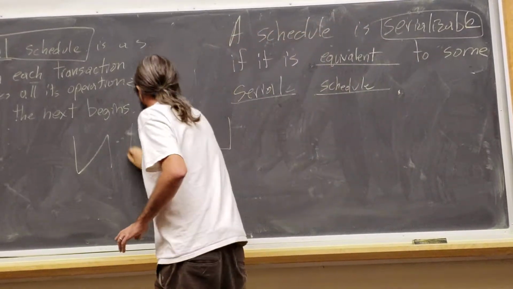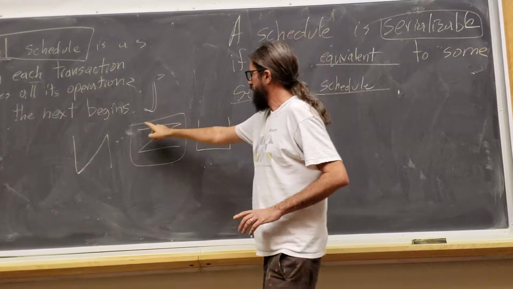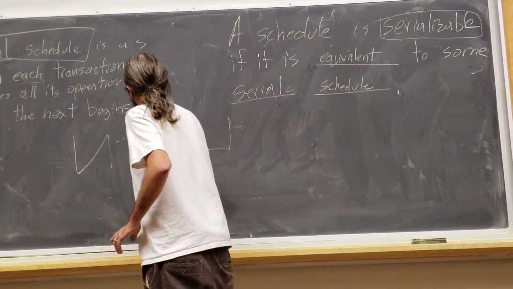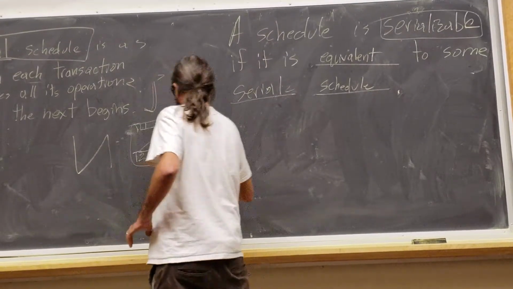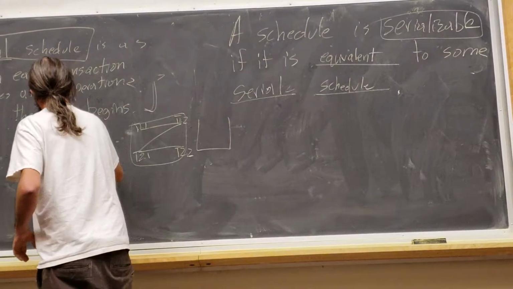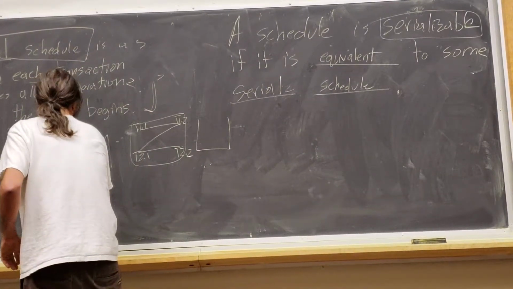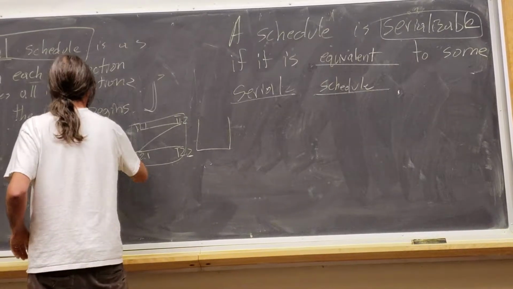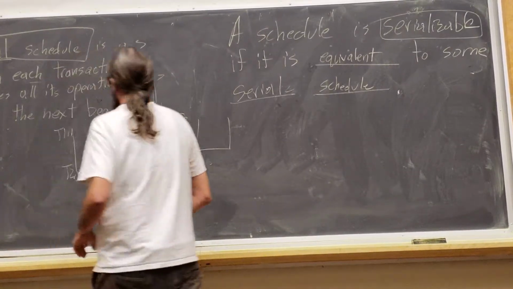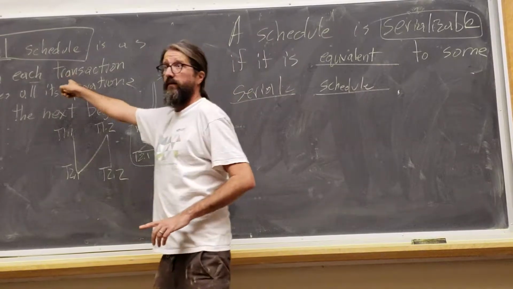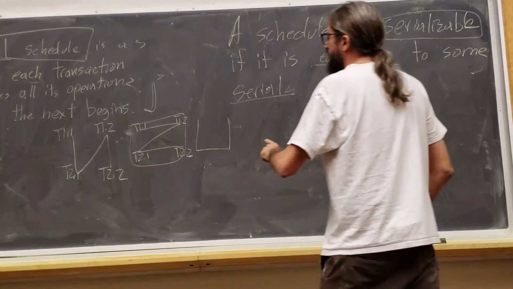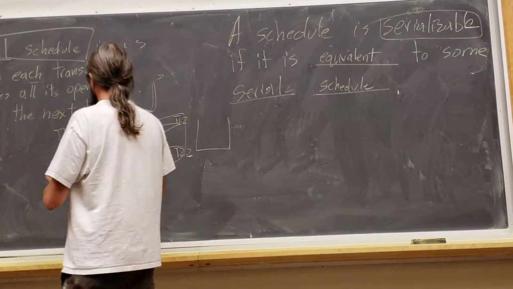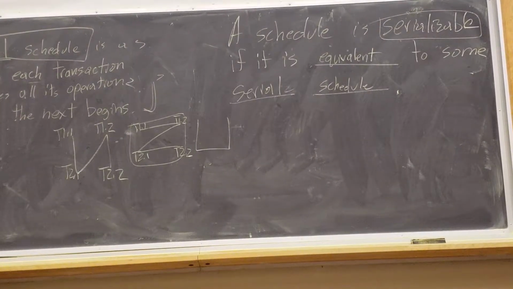Because this was the only serial schedule that we looked at: T1.1, T1.2, T2.1, T2.2. And this is the one that said T1.1 happened first, and then T2.1 happened, and then T1.2 happened, and then T2.2 happened. So this schedule is not a serial schedule. However, it's equivalent to a serial schedule. Why is it equivalent to a serial schedule? Because the results are the same at the end.